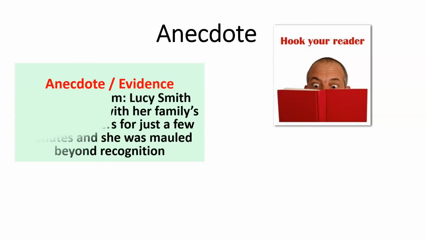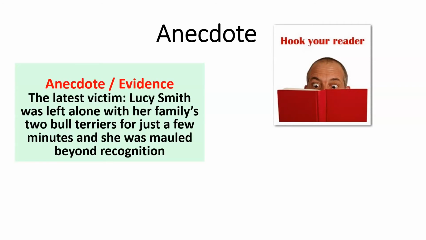Then, your anecdote is a little story that hooks your reader in. It's a little story from personal experience or from someone else's experience or something you know of that will help you again make your argument or your writing more convincing. So you're literally giving evidence. The latest victim, for example, Lucy Smith, was left alone with her family's 2 pit bull terriers just for a few minutes, and she was then mauled beyond recognition. Here is a little story to help your reader understand what you're saying, but moreover to convince them.